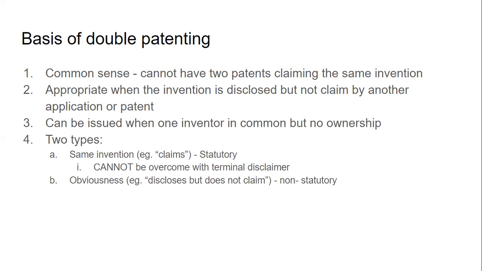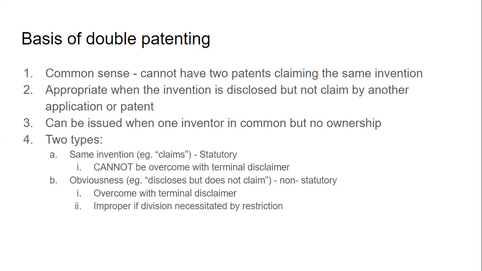Then there's the obviousness type of double patenting. This is when it discloses but does not claim, and this is considered non-statutory. This one can be overcome with a terminal disclaimer, but it's improper if a division is necessary by restriction. So remember, restriction happens in the cases of patentably distinct inventions.